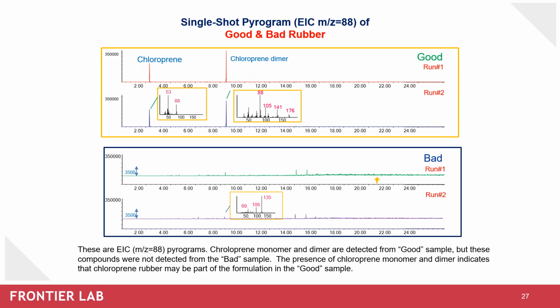And if you remember, when I was talking about EGA and how the apex was different, the good one was 490C and the bad one was 498C. Even though that is a small difference, 8 degrees Celsius, that was an indication of the difference in the chemical composition of the sample.